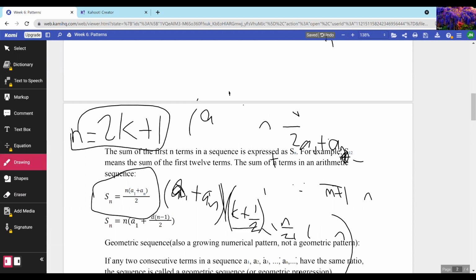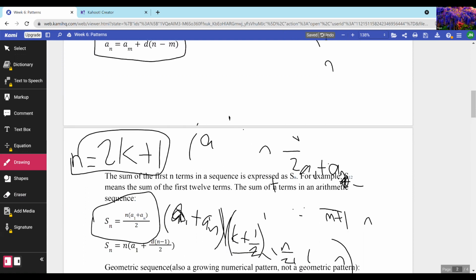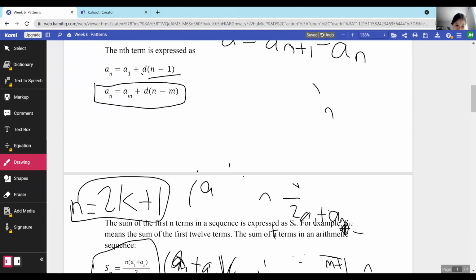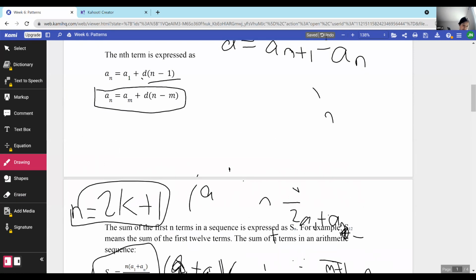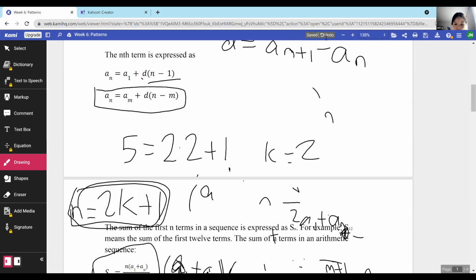Wait, what is k? K is just a variable to indicate an integer for any odd number n. So we say n is equal to 2k plus 1, for instance. If n is 5, an odd number, then that'll be 2 times 2 plus 1. So then in this case, k is equal to 2.